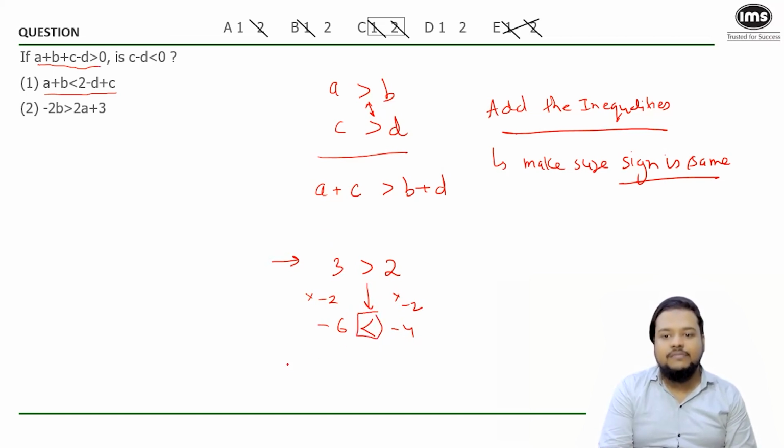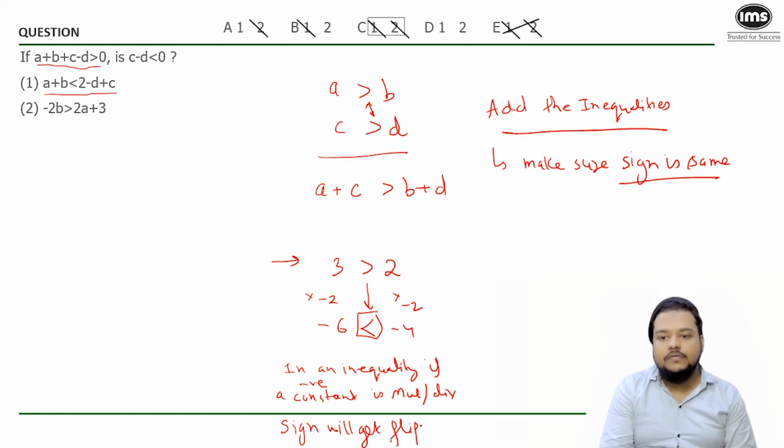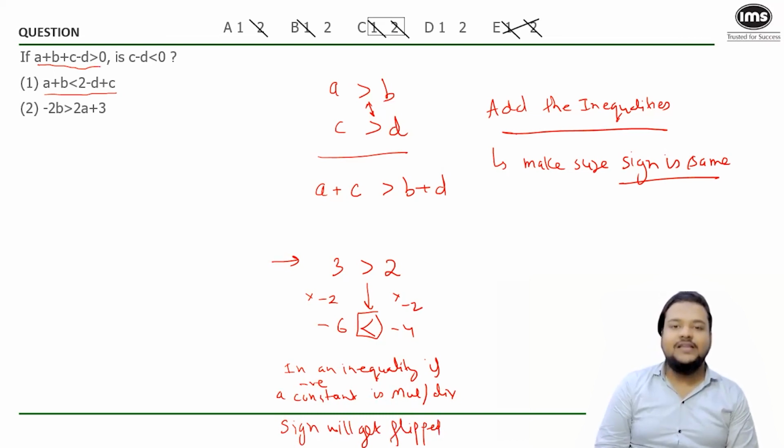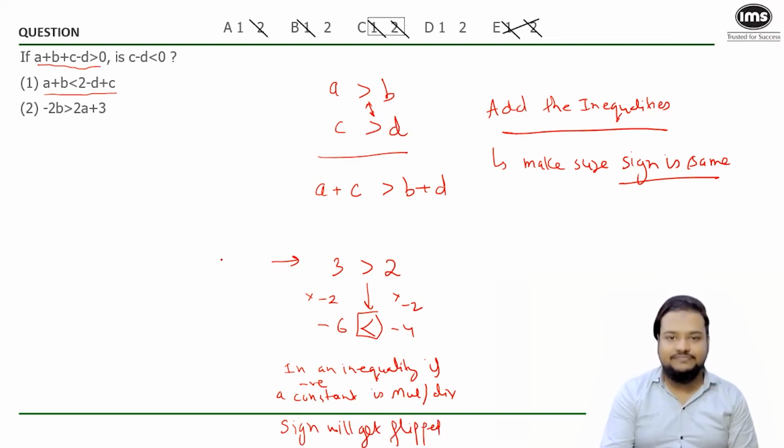So please remember, in an inequality, if a negative constant is multiplied or divided, the sign will get flipped. So this simple thing you need to remember. Okay, now we are perfectly ready to deal with this question.